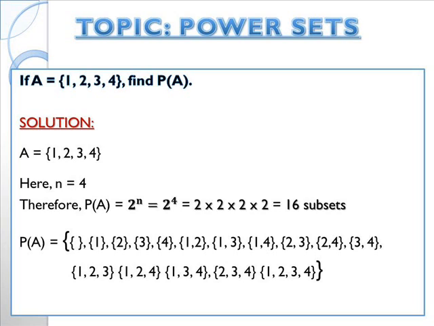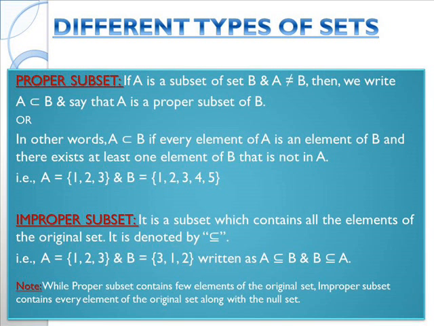We will fix 1 and 2 and we will make a pair with 3, that is 1, 2, 3, and then we will make a pair with 4, that is 1, 2, 4. Then we will fix 1 and 3 and we will pair it with 4, we have 1, 3, 4. Then we will write 2, 3, 4, and finally we will write all the 4 elements, that is 1, 2, 3, 4. If you count all of these subsets, these are 16 in number.